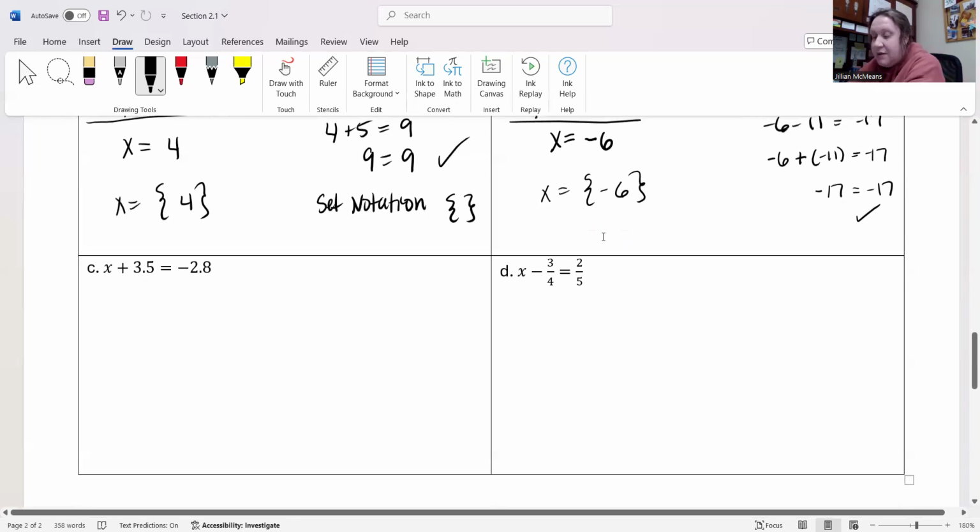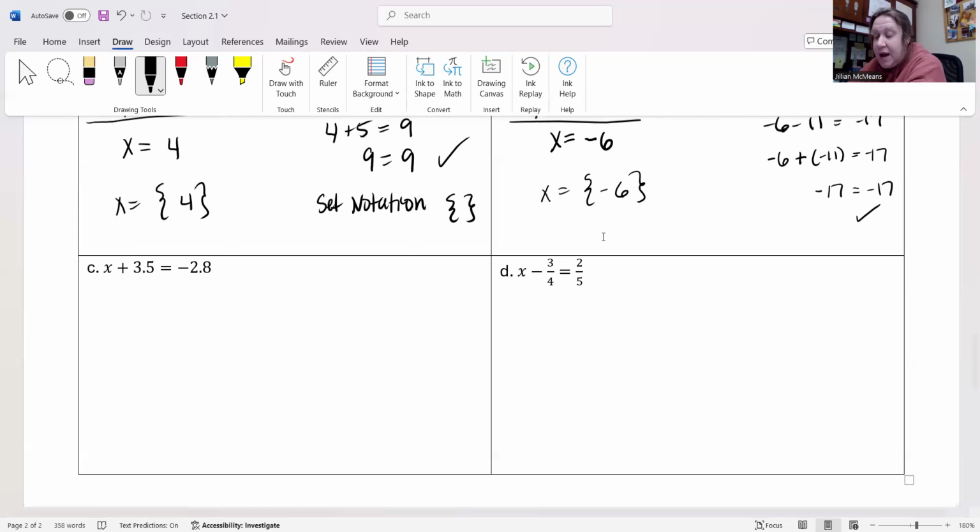For part C, I have x plus 3.5 equals negative 2.8. I want to get my x alone. What has happened to x? Well, 3.5 has been added to x. How do I undo addition? Well, I subtract. But if I subtract on the left, I have to also subtract on the right.